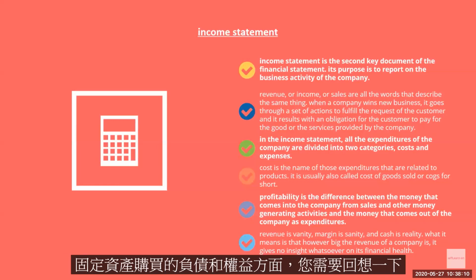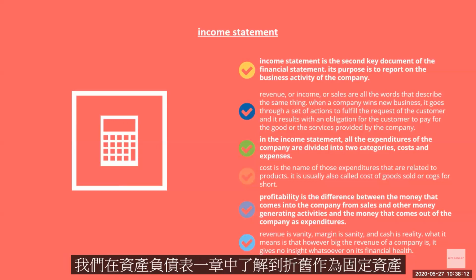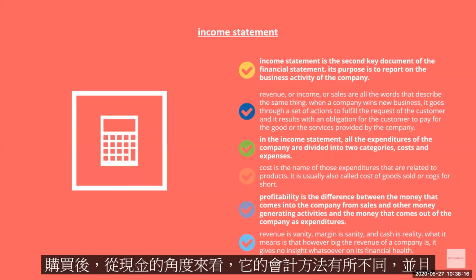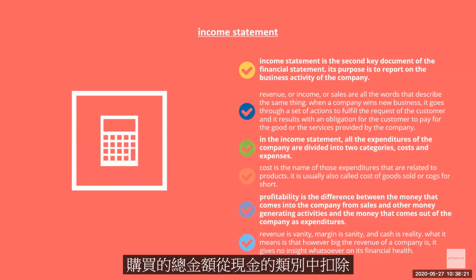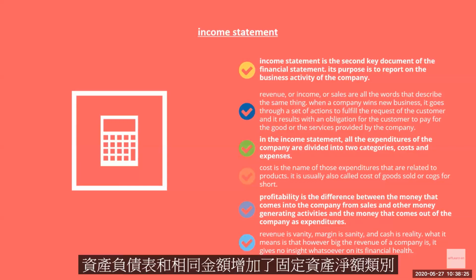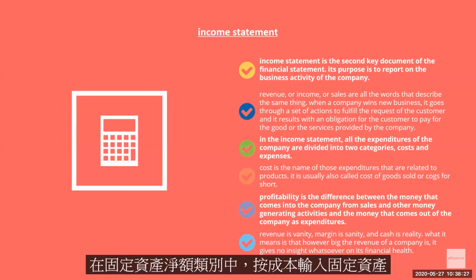For fixed asset purchases, you need to recall what we learned about depreciation in the balance sheet chapter. As a fixed asset is purchased, it's accounted for differently from a cash standpoint and from a profit standpoint. From a cash standpoint, on the day of the purchase, the total amount of the purchase is deducted from the cash category of the balance sheet. And the same amount increases the net fixed asset category, and within the net fixed asset category, it is entered in the fixed asset at cost subcategory.